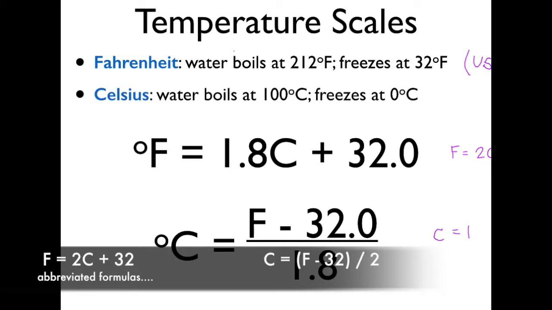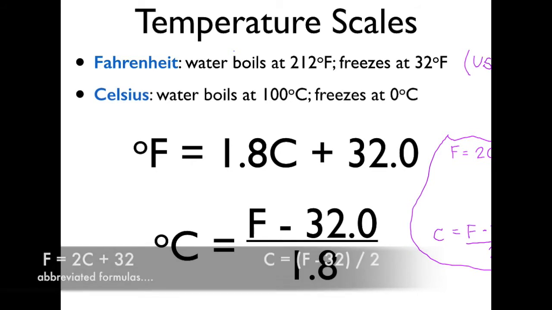Same with the Celsius. If you want to find Celsius with a Fahrenheit temperature, you can just take that Fahrenheit minus 32 and divide by 1.8 or 2. You can probably do these two in your head, but you have a calculator, so if you want to do 1.8, you're more than welcome to do it that way as well.